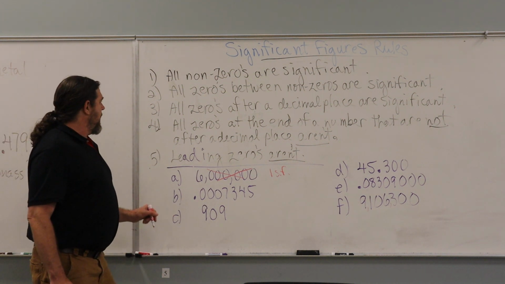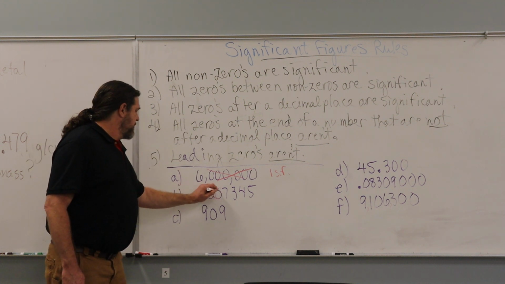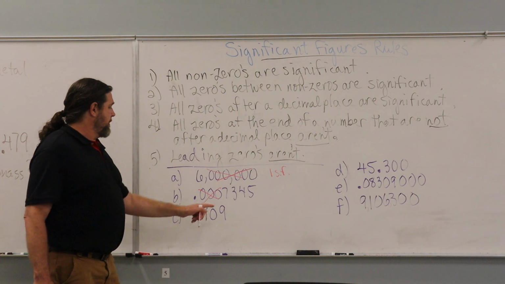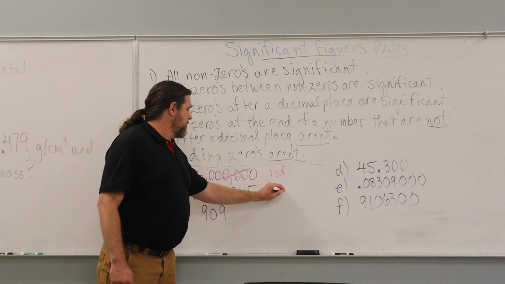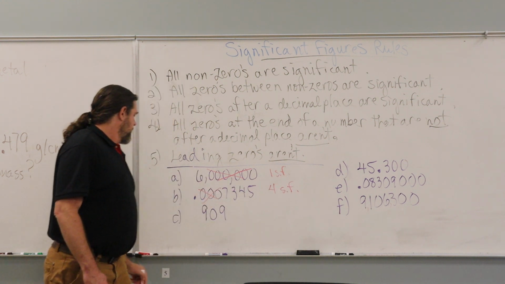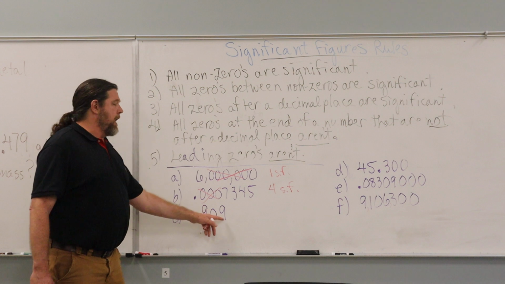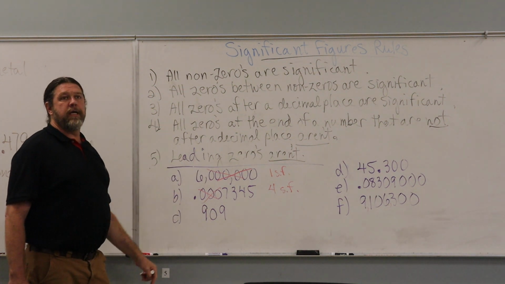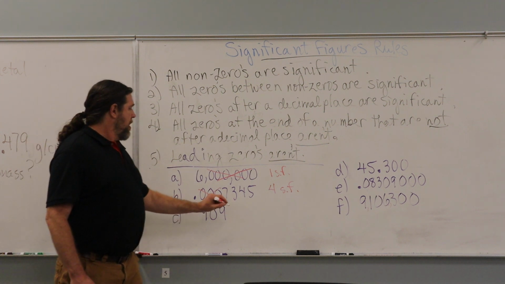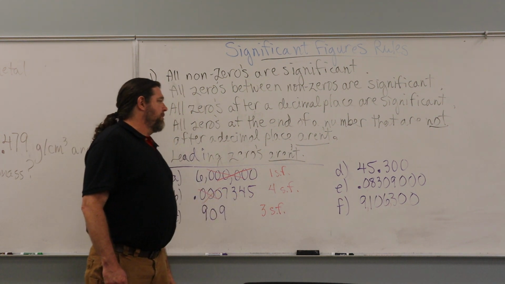Here, B, rule 5 tells us that leading zeros are not significant. So these non-zeros are significant, so we have 4 significant figures here. We have 3 digits here. Are they significant? Well, the 9s certainly are because of rule 1, and rule 2 tells us that zeros between non-zeros are significant. So this is a number that has 3 significant figures.